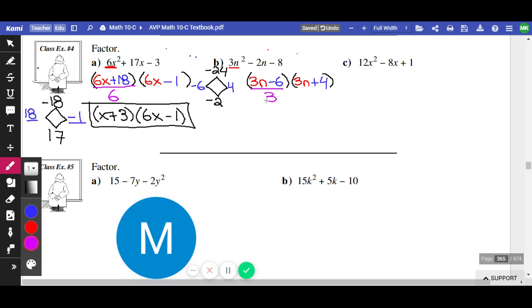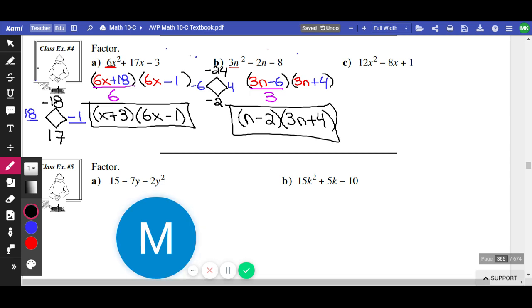The first one does. When you do that, you end up with your final answer of n minus 2, 3n plus 4. That would be your solution.